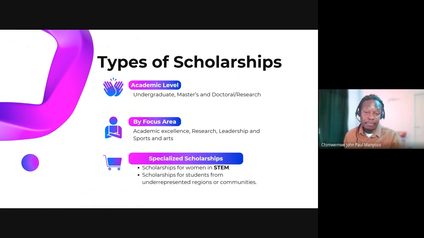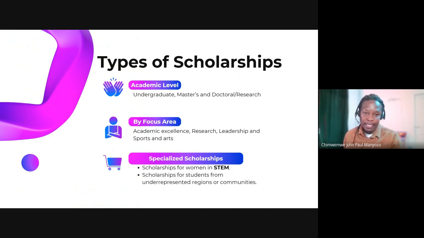There are those that have been put in place. Then we have those for a master's, and then we have those for research or for a doctoral program. So there are scholarships at different levels. Then there's by focus area, there's academic excellence, which is something that I've already talked about. Then there's research, there's leadership, there's sports and art. So there are different focus areas that they're able to provide scholarships for.